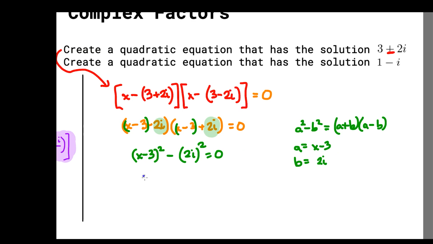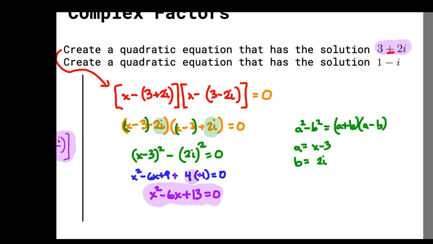All right, now from here, I'm going to expand this out. So it's going to be x squared minus 6x plus 9 minus 2 squared is 4, i squared is negative 1, equals 0. Then this is going to simplify further. This is a negative, so it becomes positive. So you end up with x squared minus 6x plus 13 is equal to 0, and that's your final answer for that one. If you put this 3 plus 2i into that equation, you would end up with 0. So it does work out.